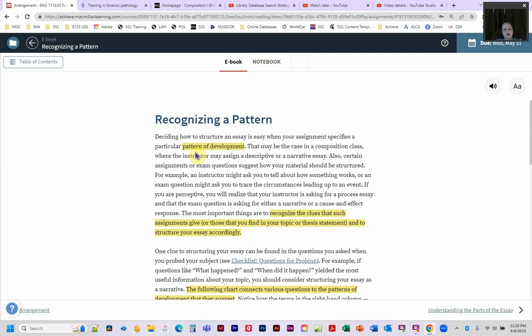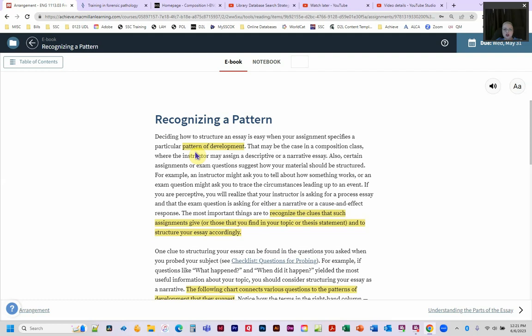Sometimes the question itself might not say cause and effect, but it will imply it, like list the reasons why this happened. Well, that's kind of cause and effect, right? So it won't say cause and effect, but it's really requiring you to do that, right? Or it might ask you to do some other kind of structure or organization. So make sure you're paying attention to that assignment.